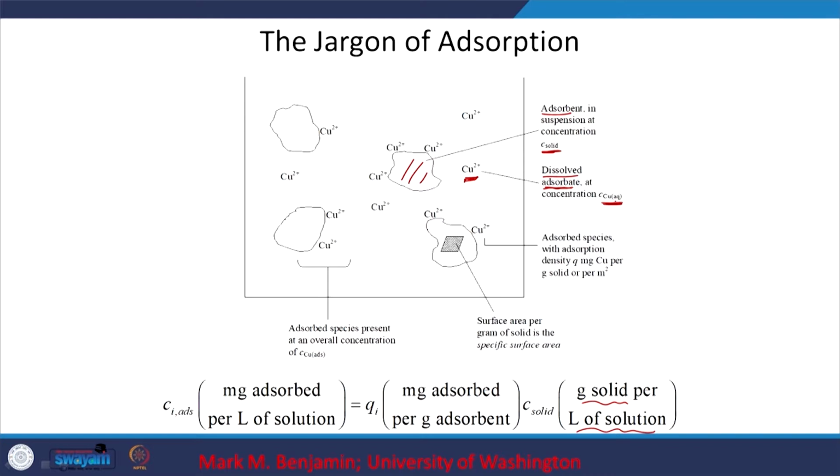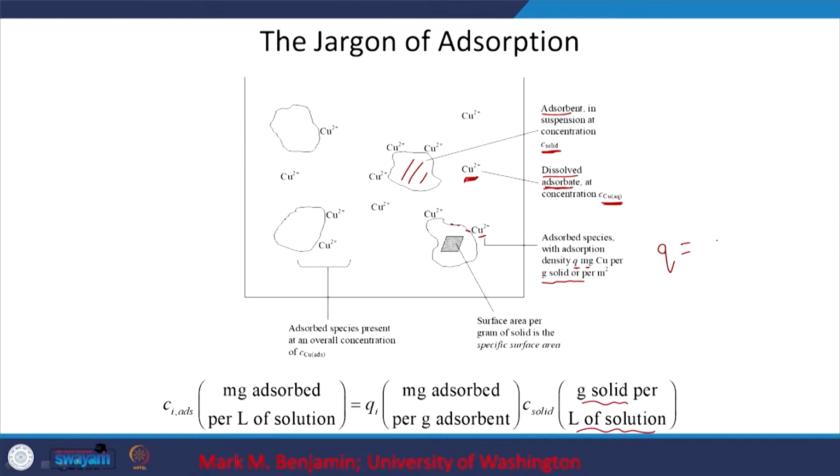Okay. So, this is something we are already familiar with. And the adsorbed species has an adsorption density of q milligrams of copper per gram of solid or per meter square. So, here this copper is adsorbed onto the media, and I want to know how much copper is adsorbed per mass of media. So, that is what q gives. It is milligrams adsorbed per gram of adsorbent. This nomenclature is typically used widely.